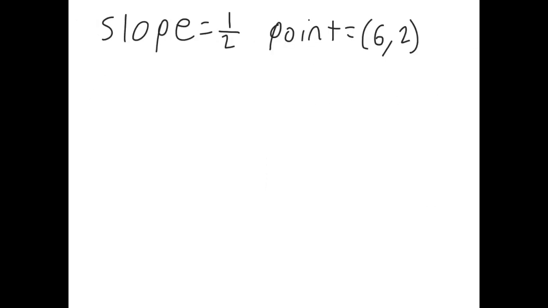Let's get started. Alright, so first we're going to start where I give you the slope and a point that the line goes through. And I want you to give me the equation. So what's going to happen here is, remember, the equation of a line can be written like this. Y equals mx plus b, where m is your slope and b is your y-intercept.